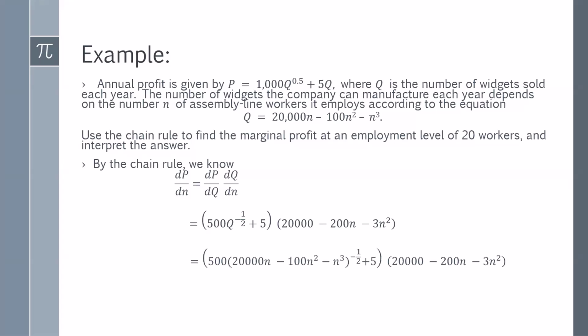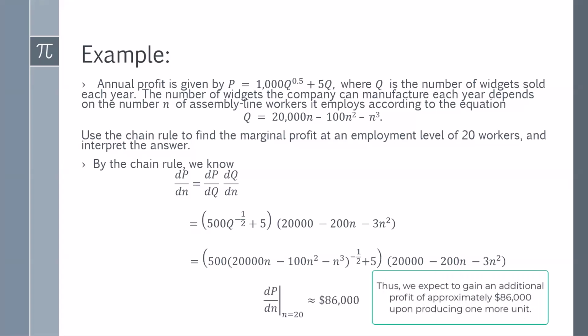Putting this all in terms of n, we get 500 times (20,000 n minus 100 n squared minus n cubed) to the power of negative a half plus 5, times (20,000 minus 200n minus 3n squared). And evaluating this at n equals 20, we get approximately $86,000.